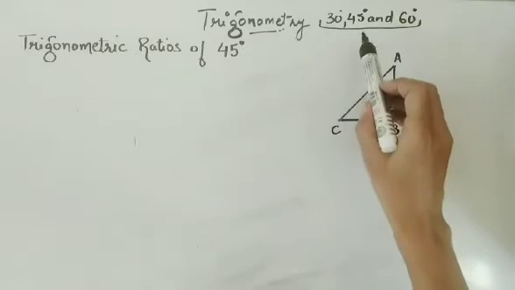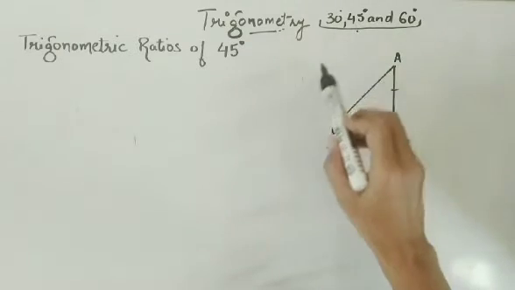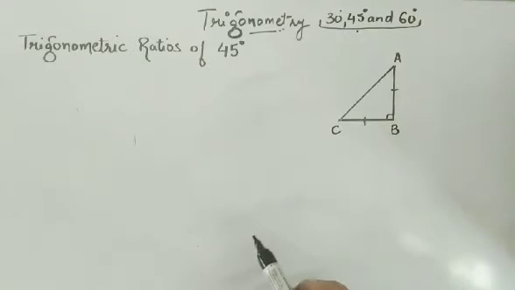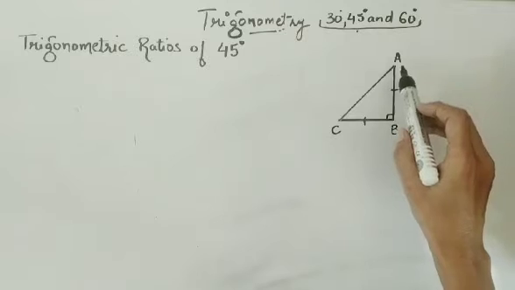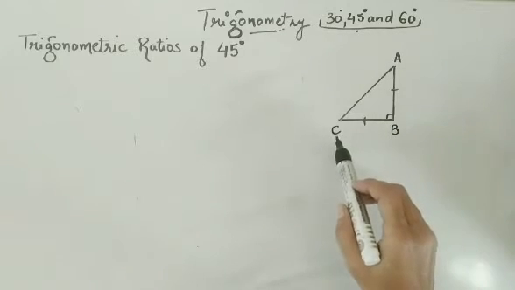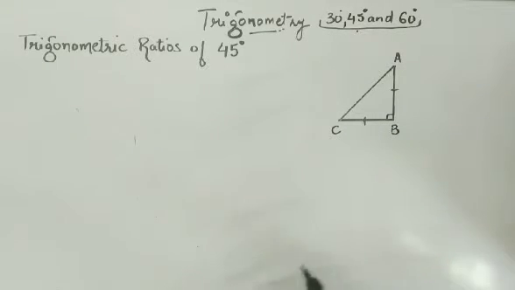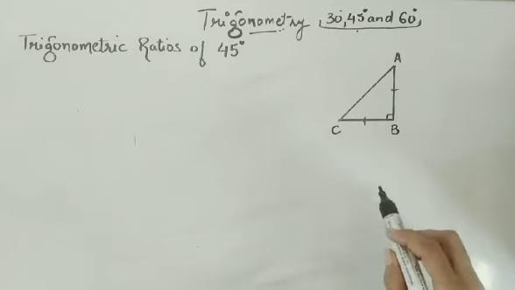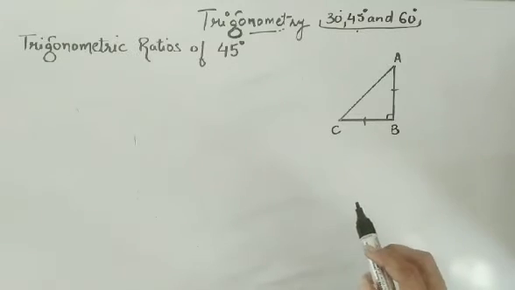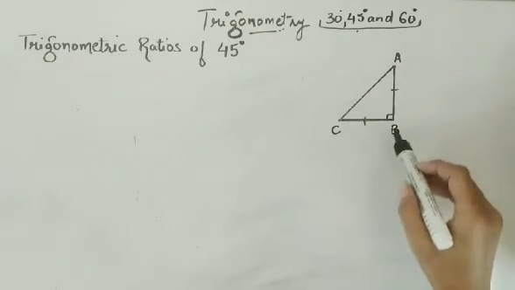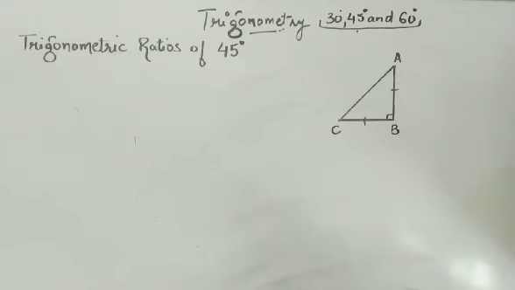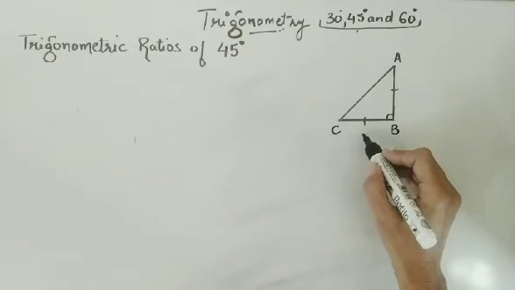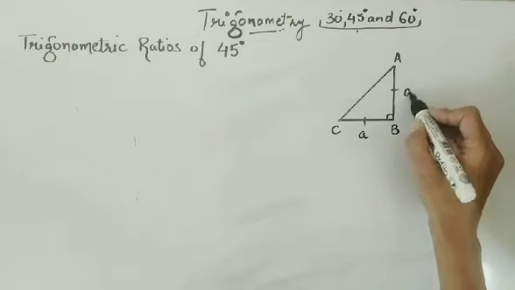So today we would be doing it for 45 degrees. For that, what we have done, we will be taking a right angle triangle. It is actually an isosceles right angle triangle. We know an isosceles triangle has got two equal sides. So here you can see AB and BC are equal. And if these sides are equal, I would mark them as A units.